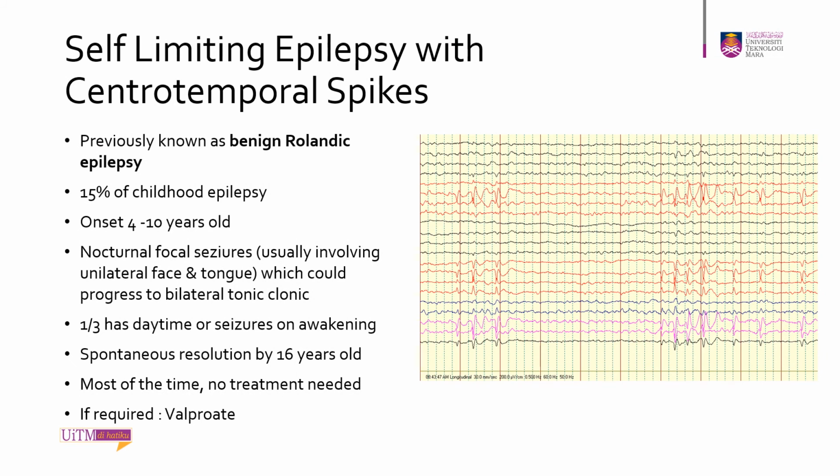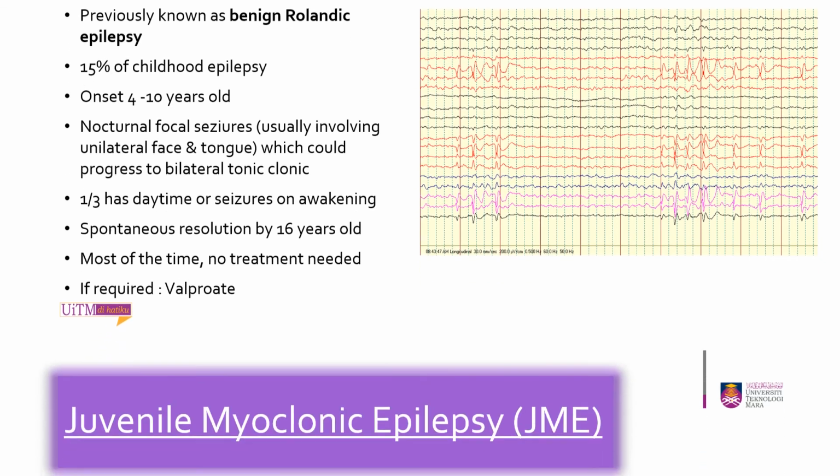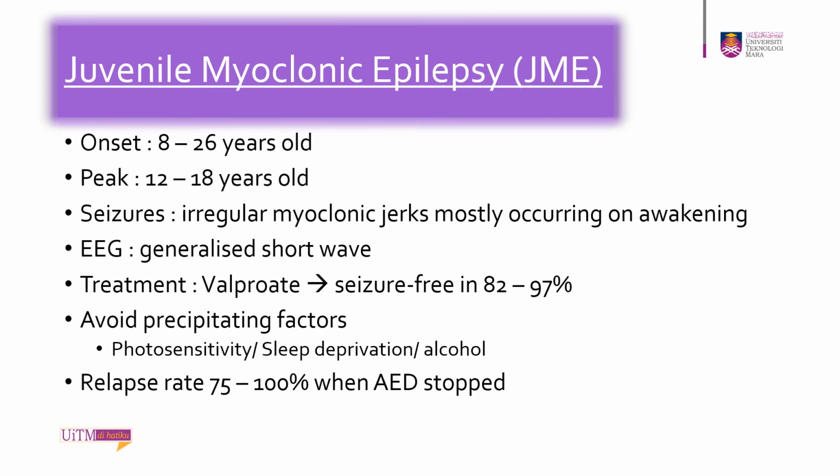This epilepsy syndrome was previously known as benign Rolandic epilepsy. Associated with good prognosis, patients usually do not need to be on treatment, with spontaneous resolution seen by adolescent period. Juvenile myoclonic epilepsy is commonly associated with photosensitivity, even though it can be well controlled with sodium valproate. Usually patients need lifelong treatment due to high relapse rate.